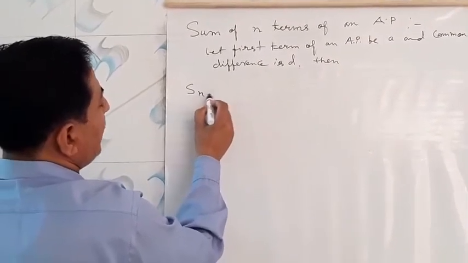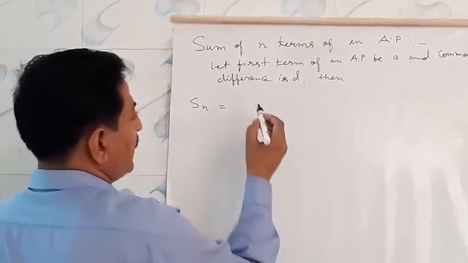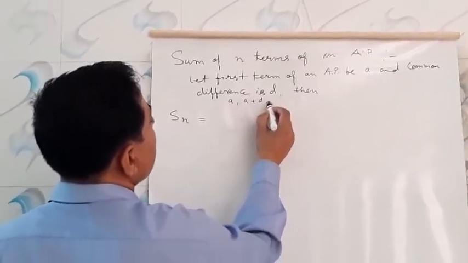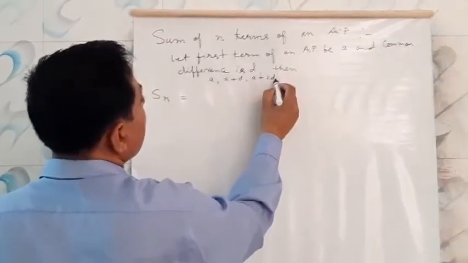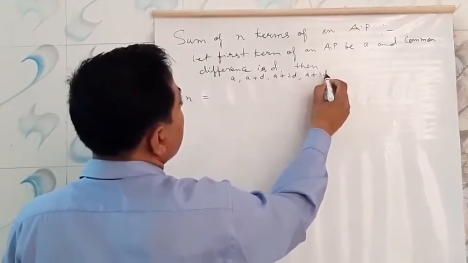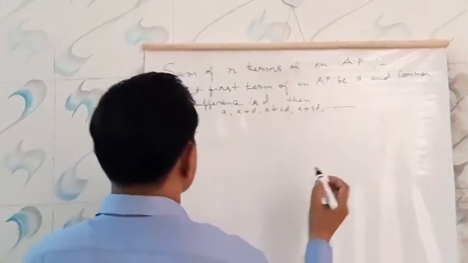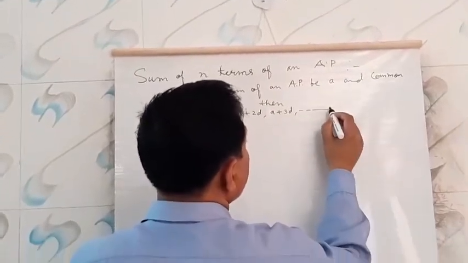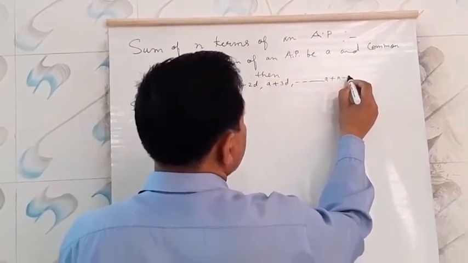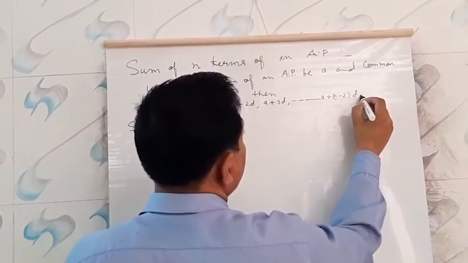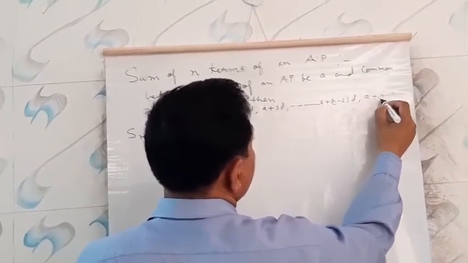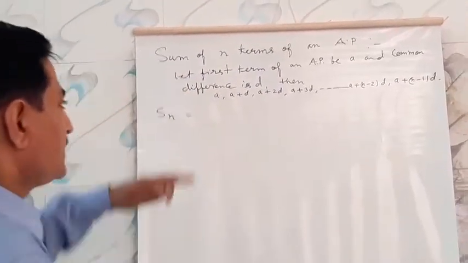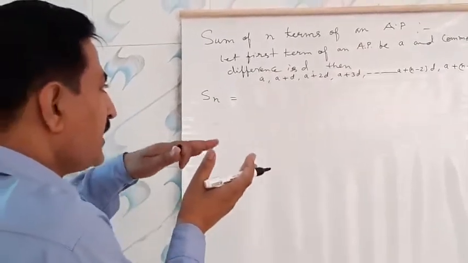Sn means the sum of n terms. Your series will be like this: A, A plus D, A plus 2D, A plus 3D, and it will go on like that. In the last it will be A plus n minus 2D, and A plus n minus 1D. The last term is A plus n minus 1 D. This is the series given. Now we have to get the addition of these terms.